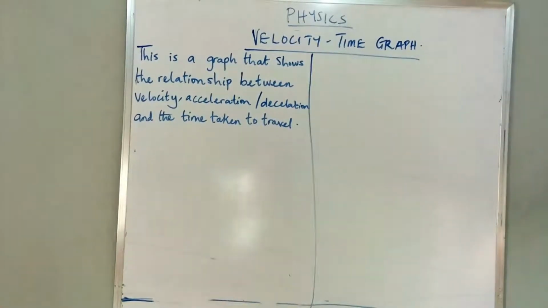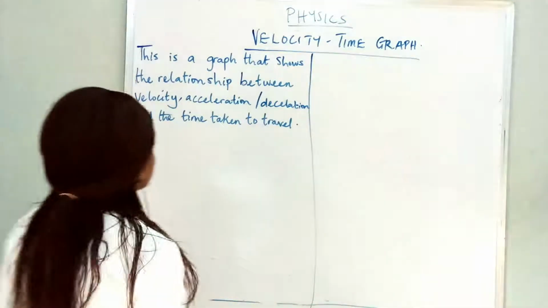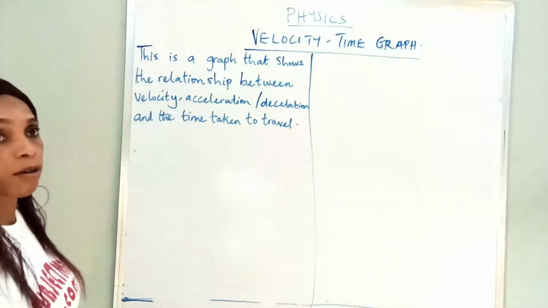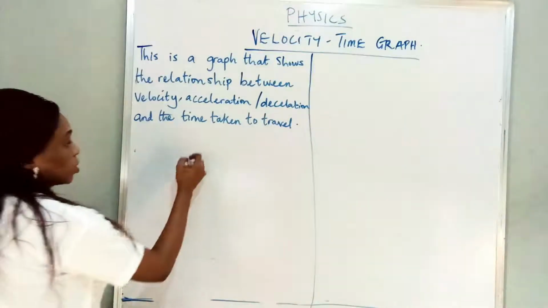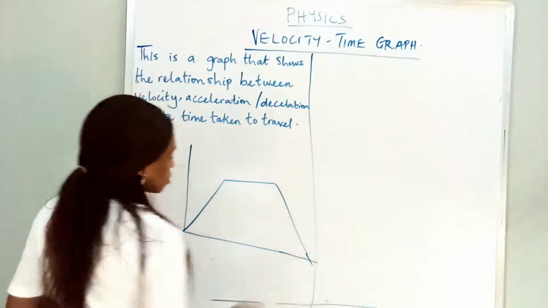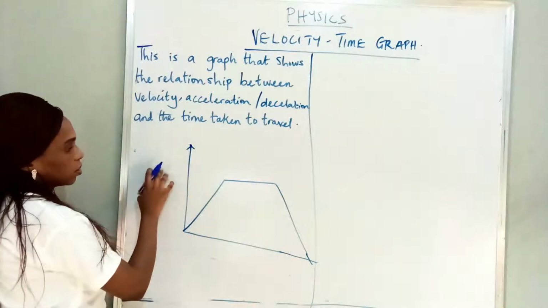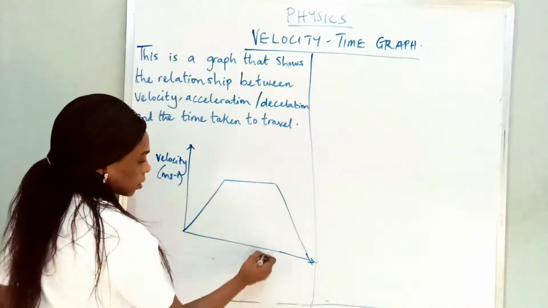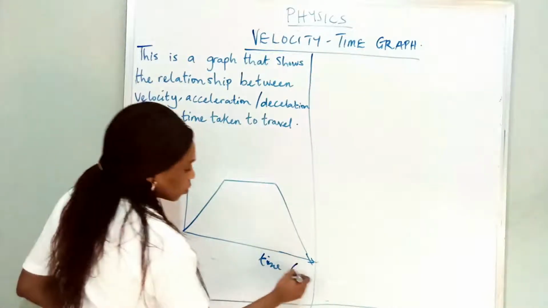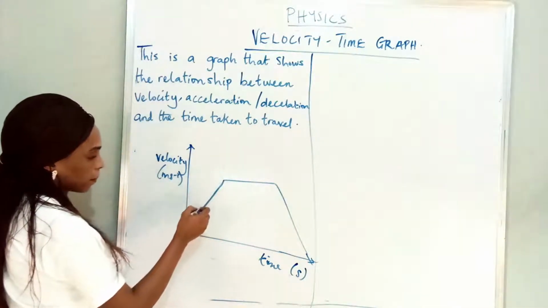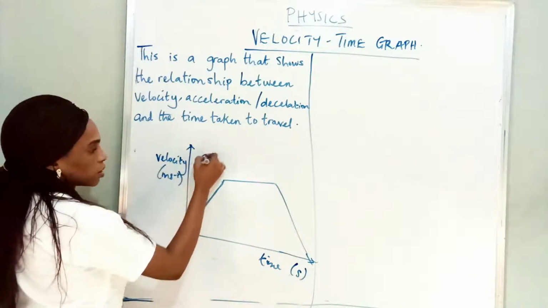Velocity time graph is a graph that shows the relationship between the velocity, acceleration, deceleration, and the time taken. Now, the slope of the velocity time graph is the acceleration. This is what the graph looks like. It's usually something of this nature. So, this axis represents the velocity, usually in meter per second, and this is the time taken to travel in distance. This slope, this particular part of the graph, represents the acceleration.